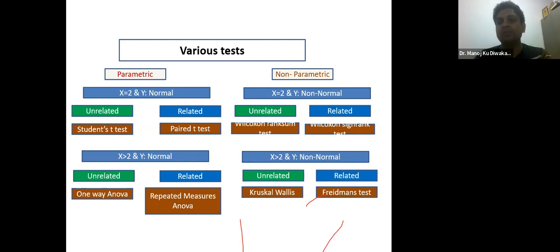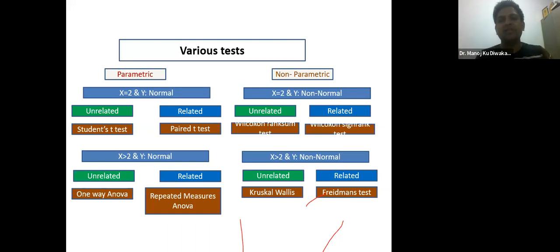So if your sample is more than 2, and you will be having the normal. Okay, so x greater than 2 means you will have more than two samples. And the assumption is met, meaning normally distributed data. Then in unrelated you can go for one way ANOVA, and in repeated you can go for repeated measure analysis of variance. Okay, so repeated measure of ANOVA.